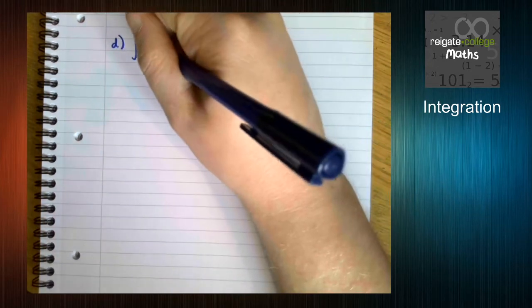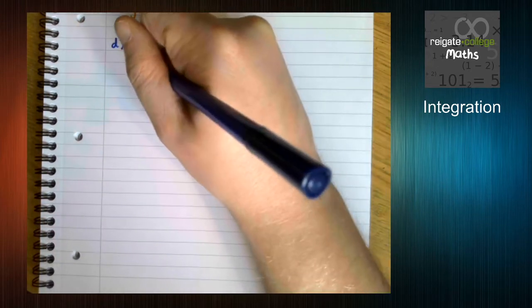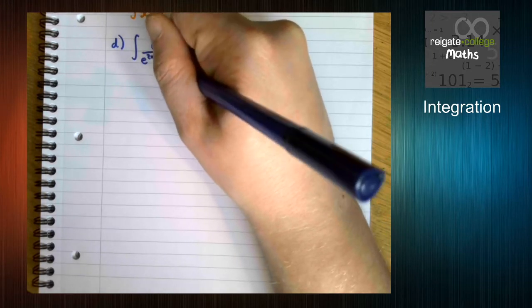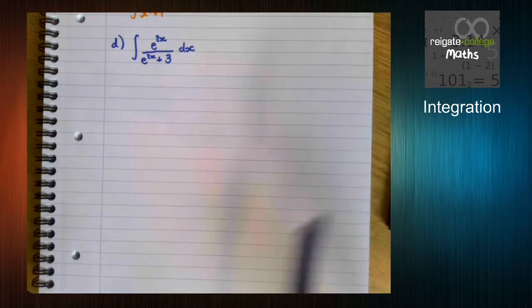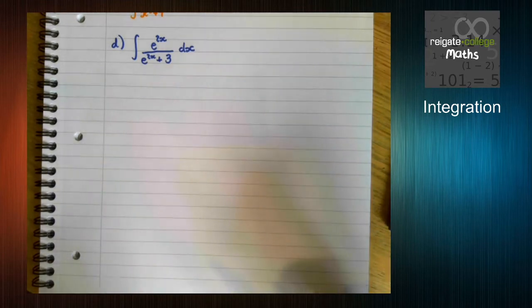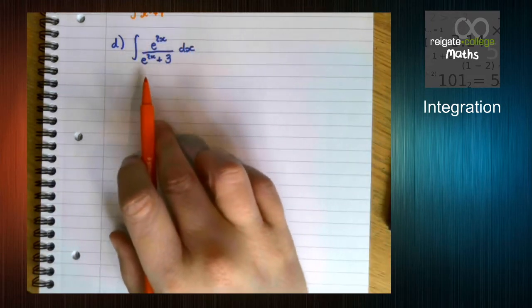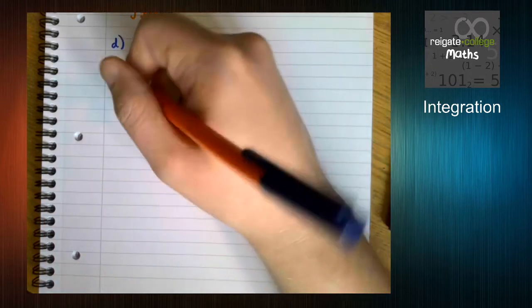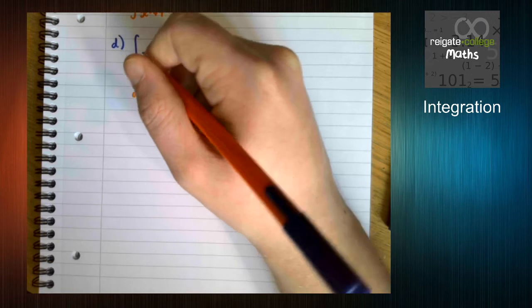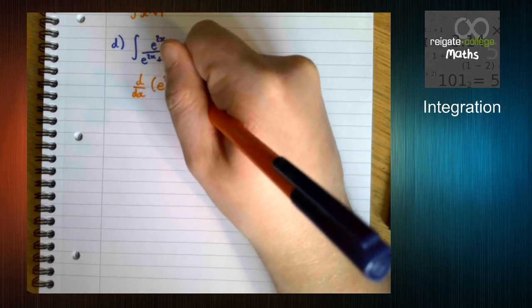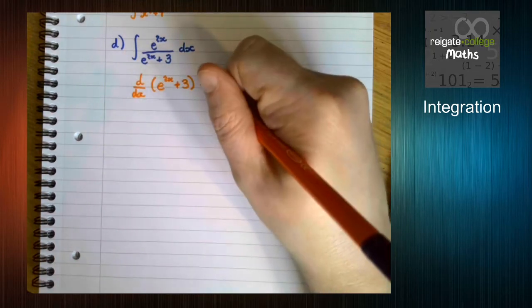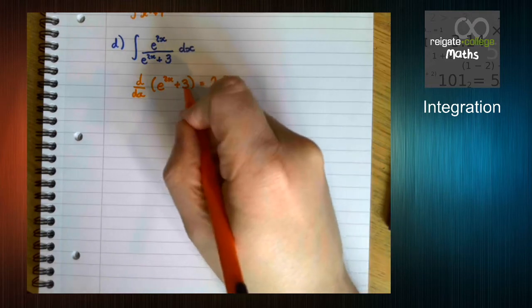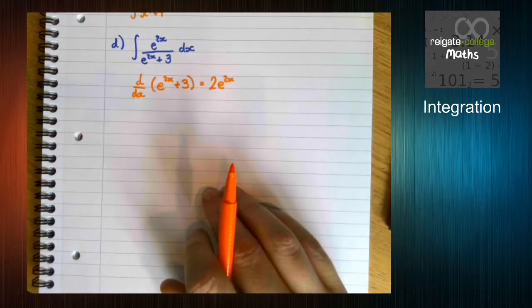Integrating e to the 2x over e to the 2x plus 3. So again, what I'm going to do now is, in orange, write down what you should be doing in your head. So like before, what happens if we differentiate the denominator? Well, e to the 2x differentiates to 2e to the 2x, plus 3 differentiates to 0. So it's 2e to the 2x.